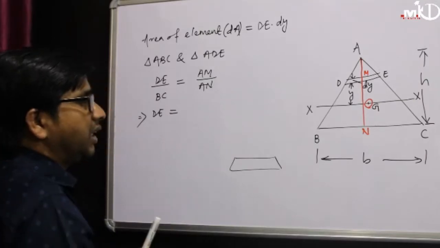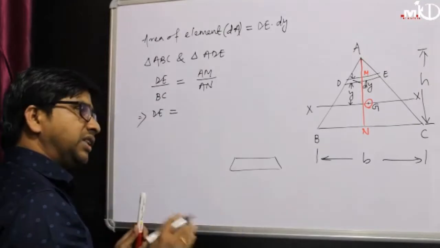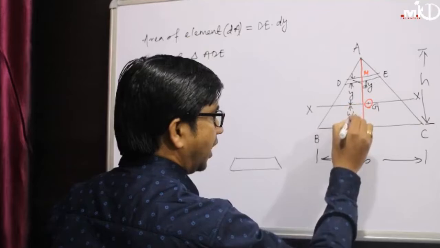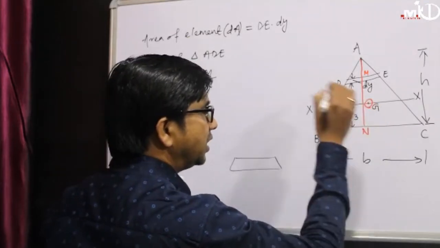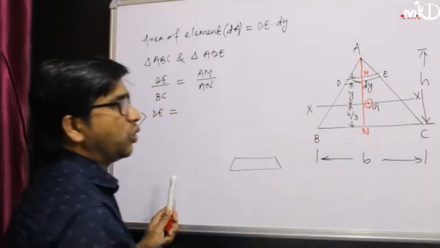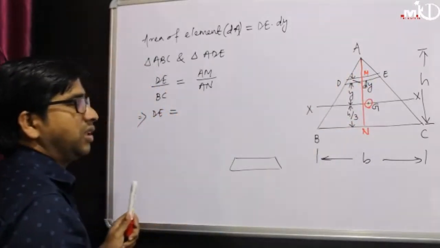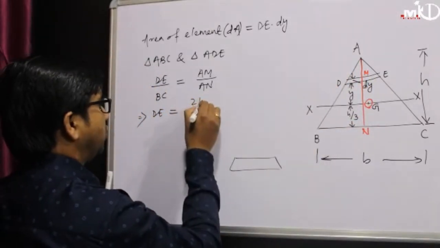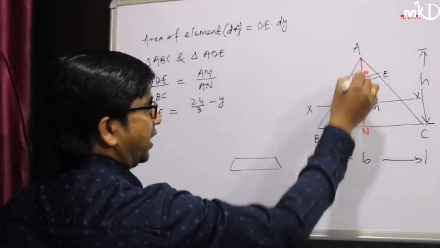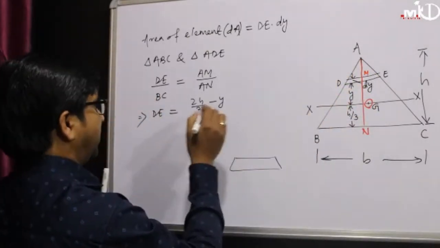Friends, what is the value of AM? Listen, the total height is h. Already we have derived in the CG of the triangle that this length is h by 3, one third of the height measured from the base, is where the CG lies. So now if we consider, AG is 2h by 3, and the distance up to M is y. So AM is 2h by 3 minus y. AM we write as AG minus GM, AG is 2h by 3 and GM is y.